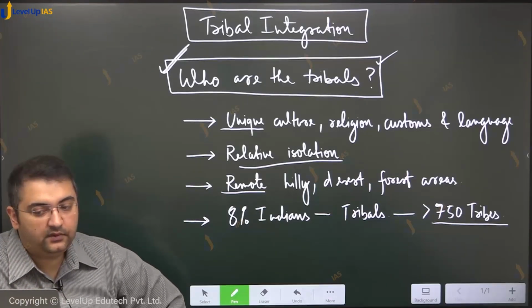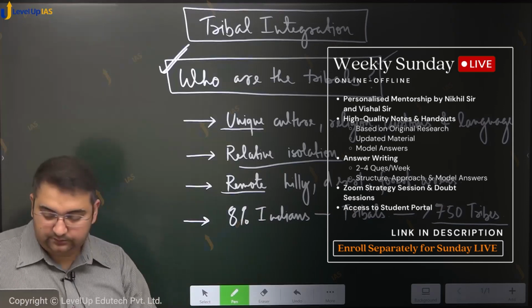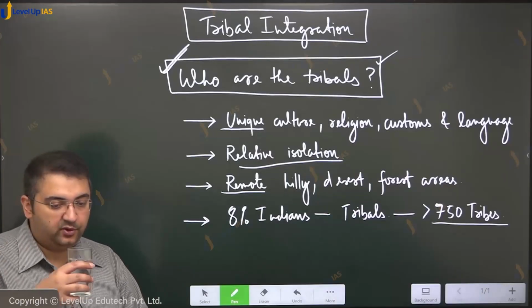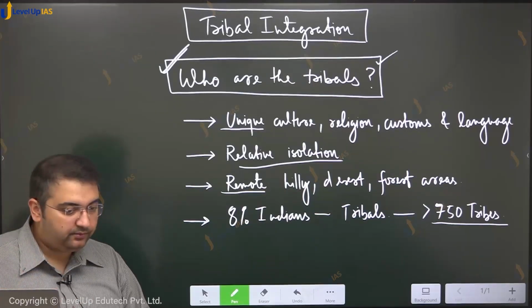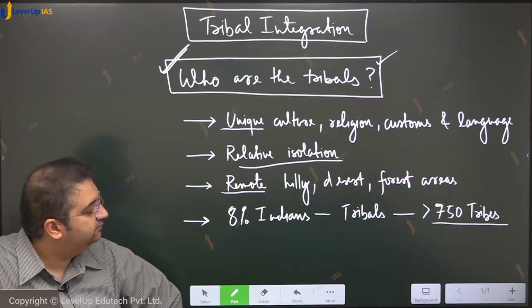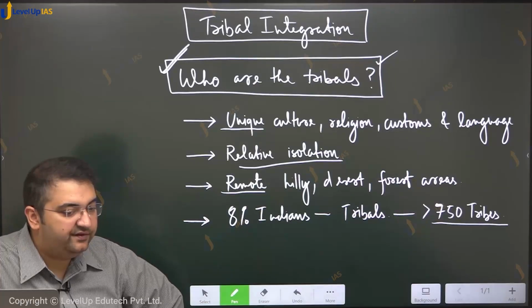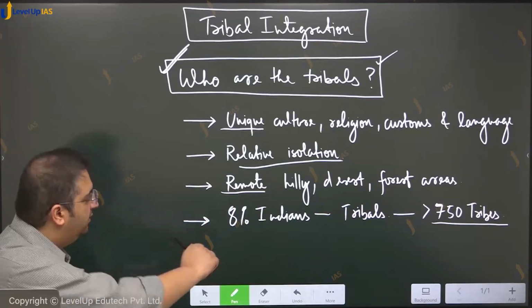Next point. In India, tribals constitute roughly 8% of the population. There are more than 750 tribes spread across different parts of India, with the largest concentration being in two areas.